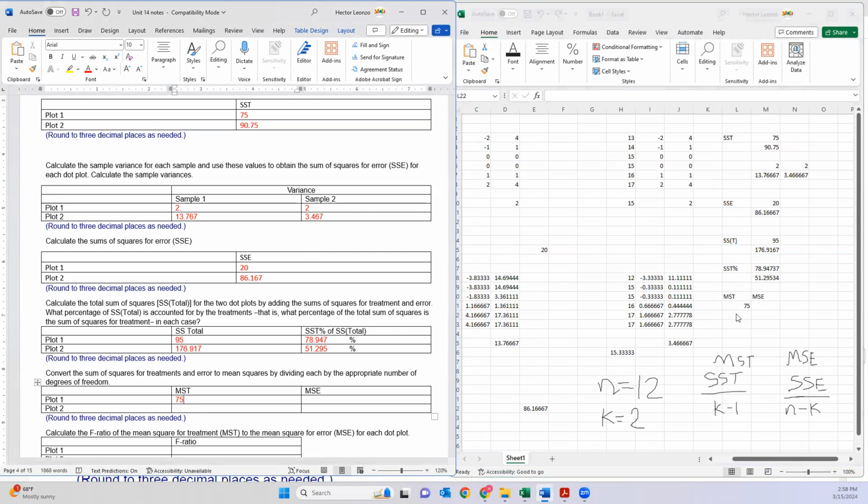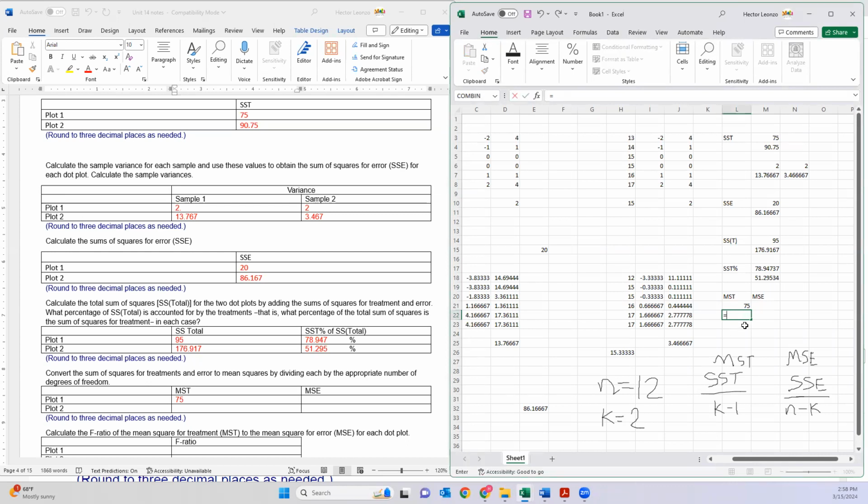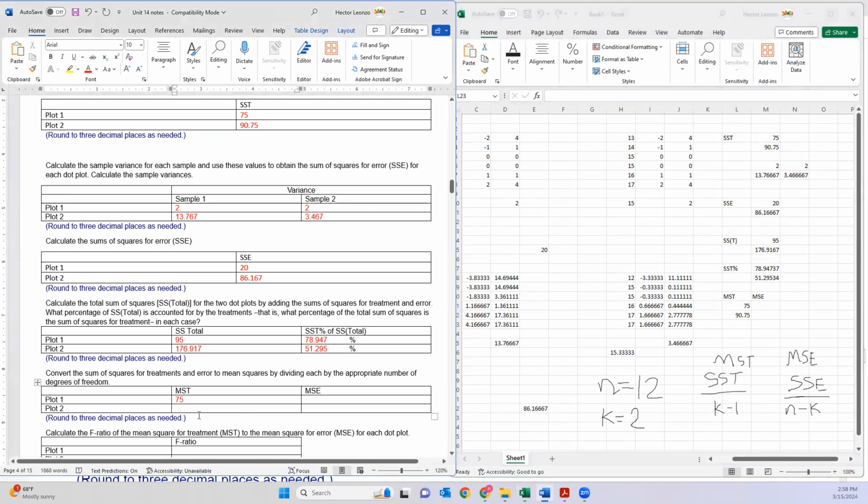Now let me do my MST for plot 2, since I have it here. What was the SST on plot 2? 90.75, and then divided by K minus 1. But K is 2, so divide this by 1, and it's going to give me, in this case, 90.75. I know it says round to 3 decimal places as needed. I stop at 2, right? You don't have to type in 3 decimal places.